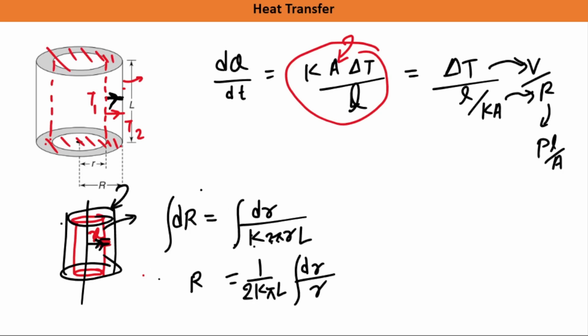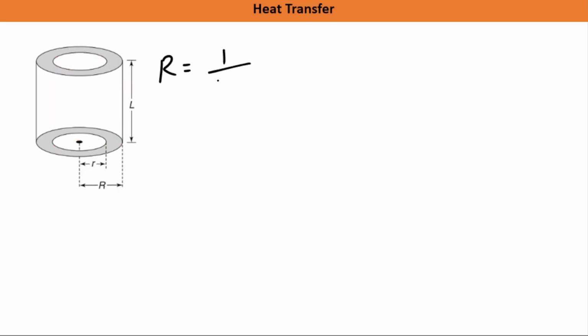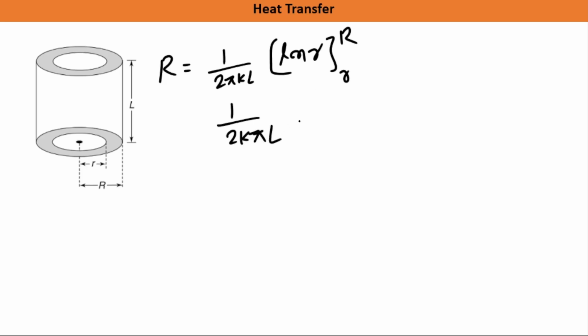So integration you will do for a solid cylinder from 0 to whatever is its radius, let's say its radius is r naught. Then you will get the answer. But in this case, this is an annular cylinder. Radius is varying from small r to capital R. So अगर आपको resistance निकालना है, 1 by 2 pi KL and this is ln R, limit will vary from small r to capital R. So you will be writing 1 by 2 pi KL and this will become ln R by small r.